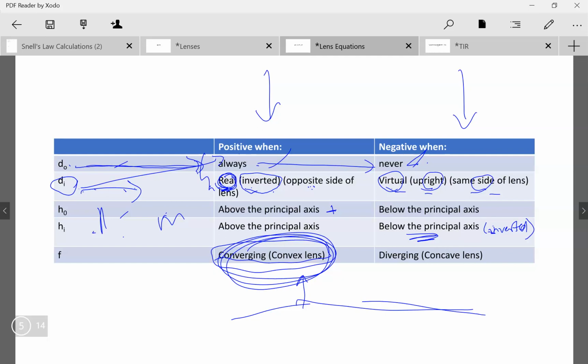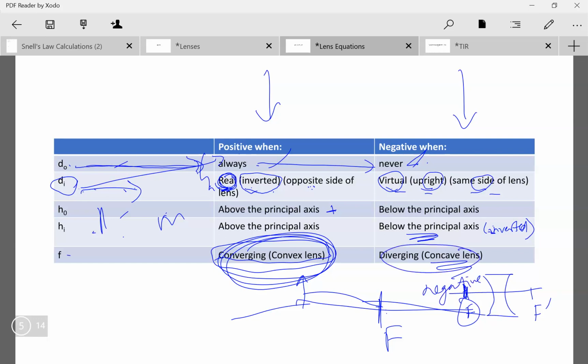The last thing that you have to remember is that a converging lens has a positive focal length because its F lies on the real side, the other side of the lens. For a concave lens, the focal point lies on the same side of the lens. The other side is F prime, and this makes the focal length negative. So the focal length is negative for a diverging lens and positive for a converging lens.